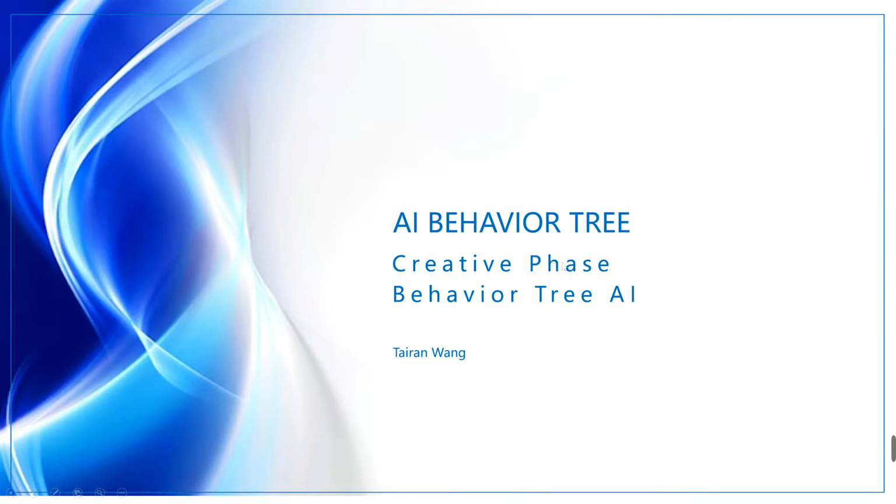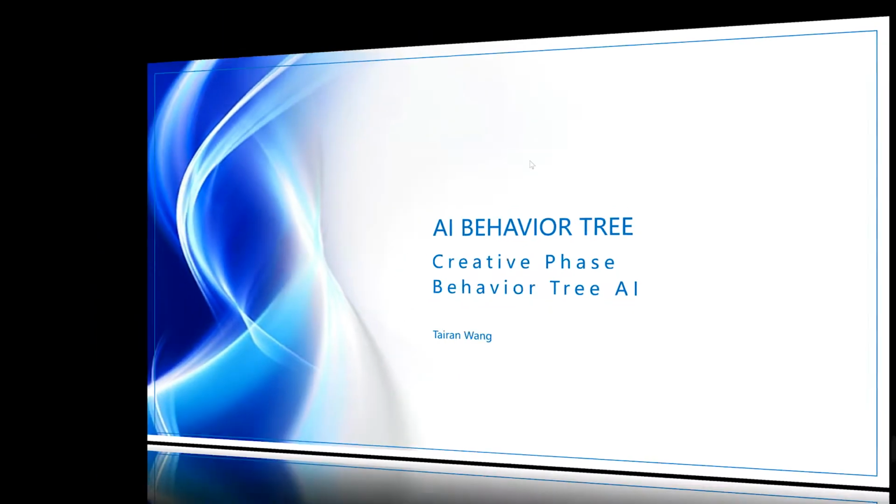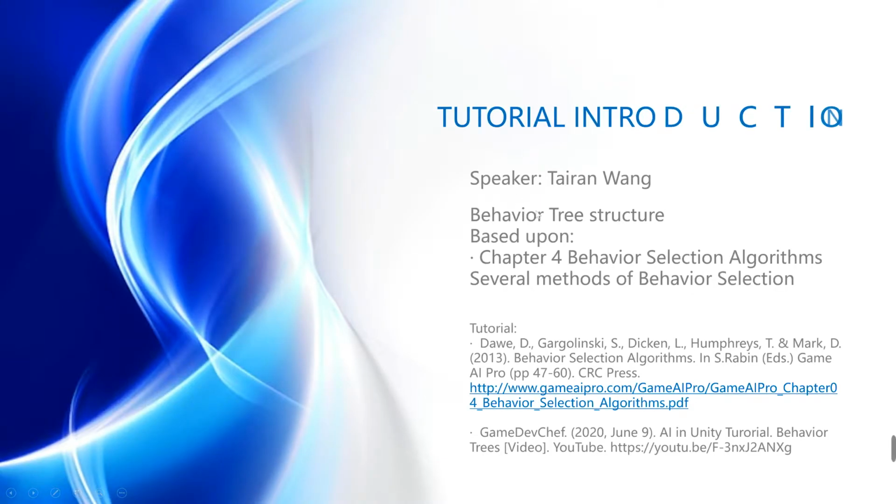It's the creative phase of the AI phase, and my tutorial is based upon chapter 4 of the book, Behavior Selection Algorithms, several methods of behavior selection, and it includes the behavior tree method. And the tutorial is here. If you are interested, please check the book.